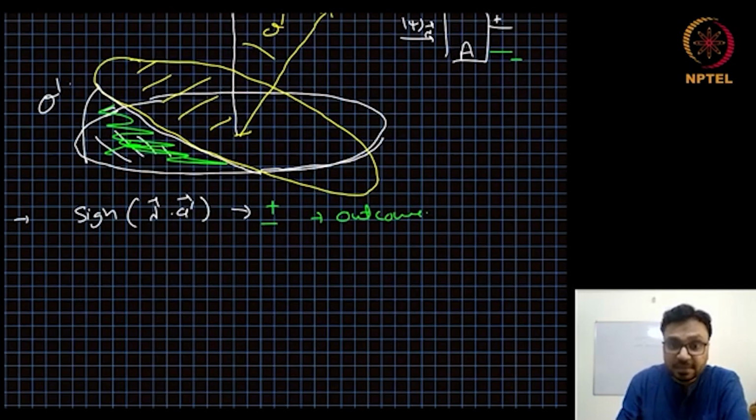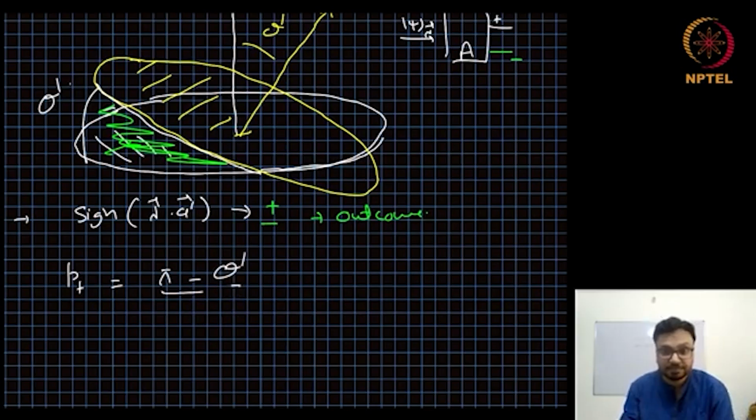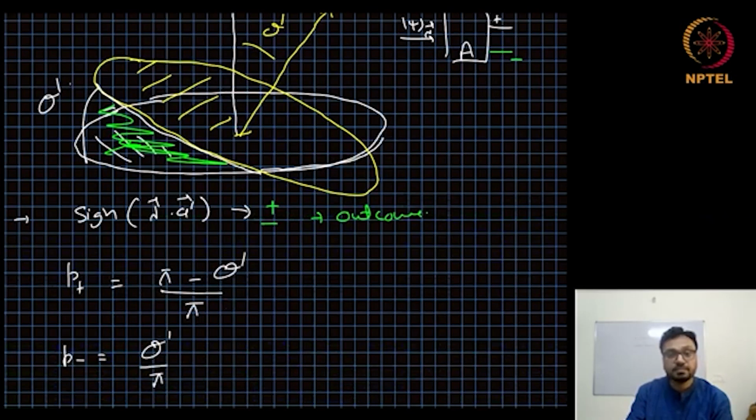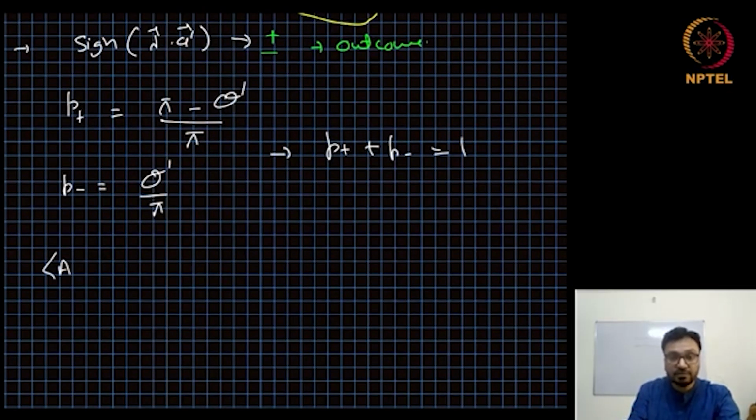From this picture, we can see that the probability of getting a plus outcome is the whole, pi, minus the part which does not fall above it, that is theta prime, normalized with pi. That will be the probability of getting lambda such that lambda dot A prime is positive. Similarly, p minus will be theta prime over pi. So p plus plus p minus is 1, and the expectation value of A comes out to be p plus minus p minus times the A vector. If A is a unit vector, then we have just p plus minus p minus, and it becomes 1 minus 2 theta prime over pi.